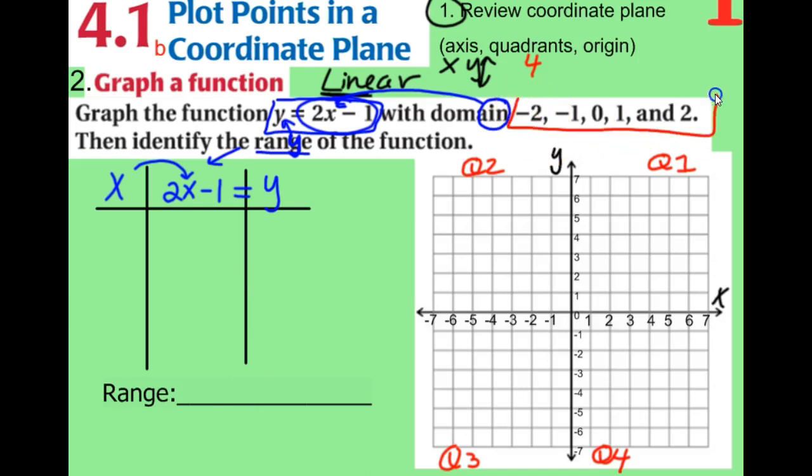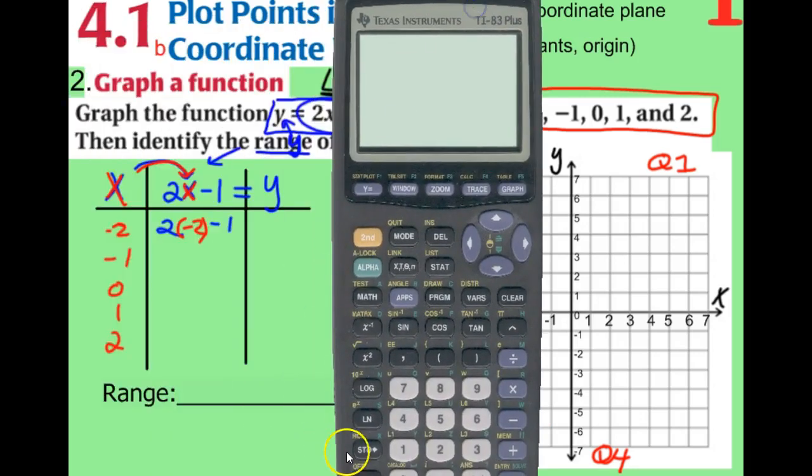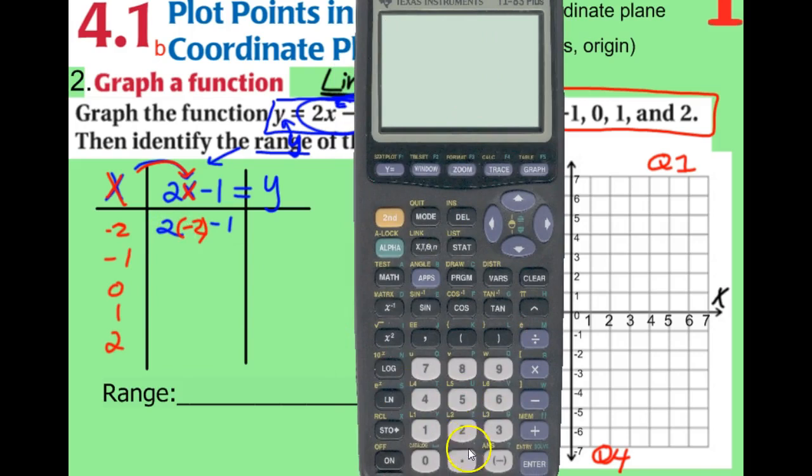So they tell us we're going to plug in these numbers for x. So -2, -1, 0, 1, and 2. We're going to take these numbers, and wherever we see an x in our equation, we're going to replace it with whatever that number is. So first it says 2 times x, and x right here is first a -2. And then minus 1. We can actually plug this in our calculator just like it's seen there. So I'm going to type in 2 times, I'm going to use the parentheses just like it looks, -2, and then minus 1. We get a -5.